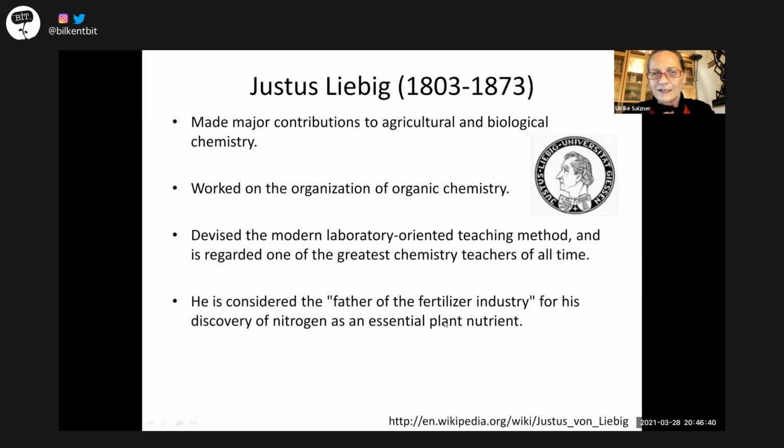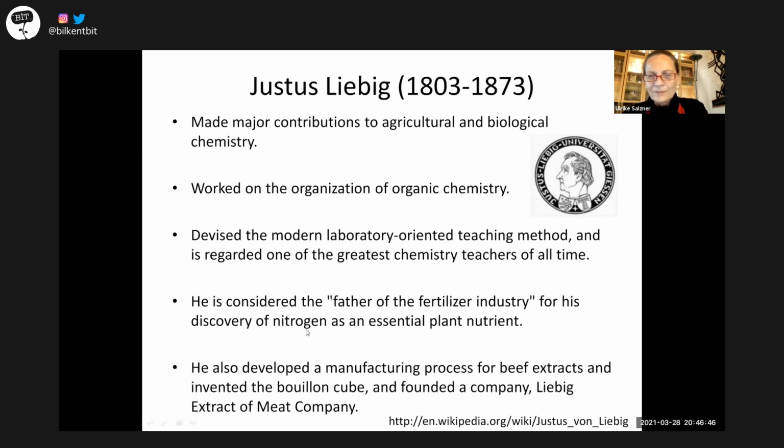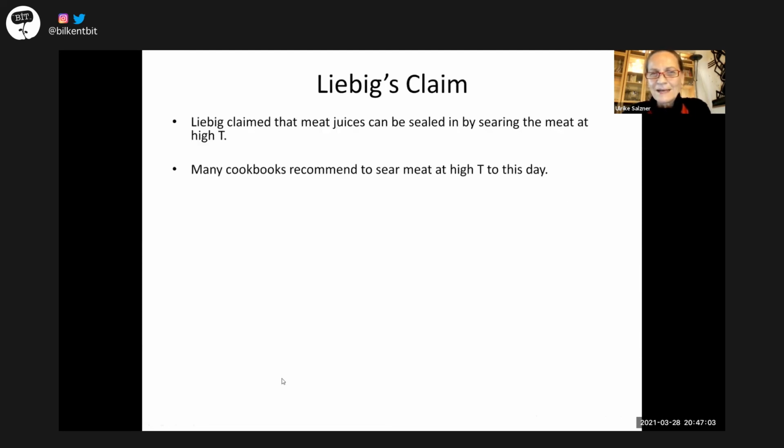There was a lot of poverty at the time, and he realized that fertilizer needs nitrogen. And finally, he invented the bouillon cube, because he believed at the time that when you cook meat, all the nutrients and the good stuff are in the broth. Then he made a concentrate and wanted to feed people with that. Okay, so he made a claim.